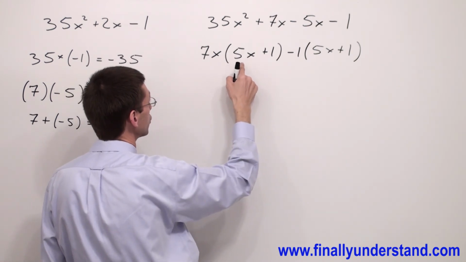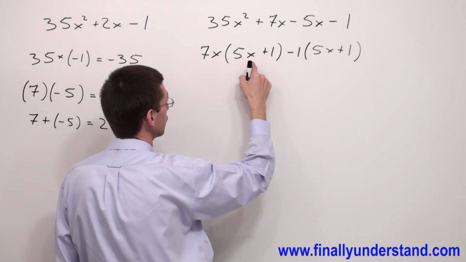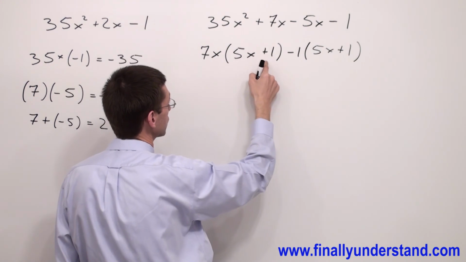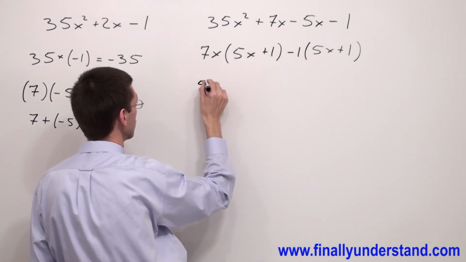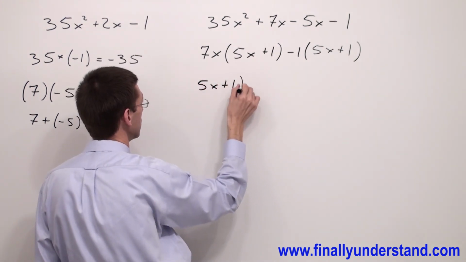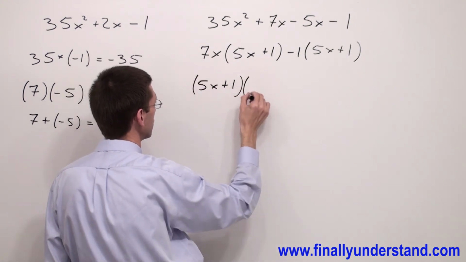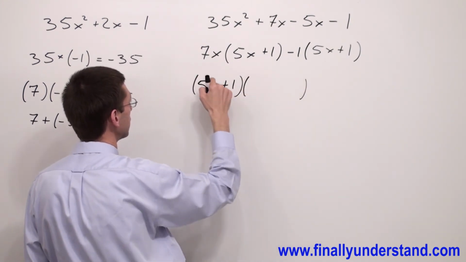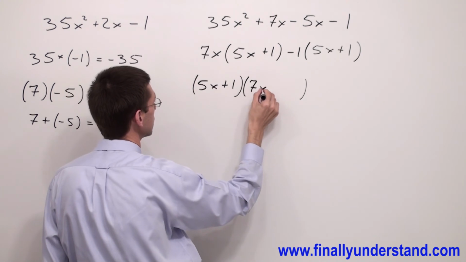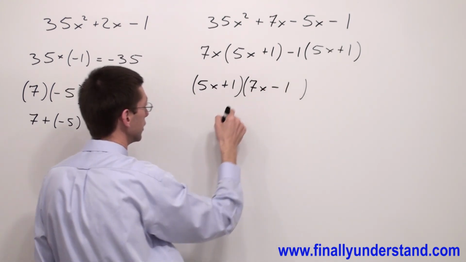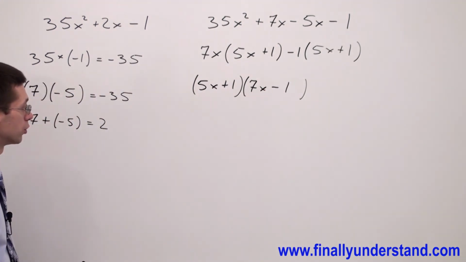Next, I'm supposed to factorize the common factor. The common factor is 5x plus 1. So I'm going to write 5x plus 1. And in the second pair of parentheses, I'm supposed to write whatever is left. I have 7x minus 1. And this is the solution to my problem.